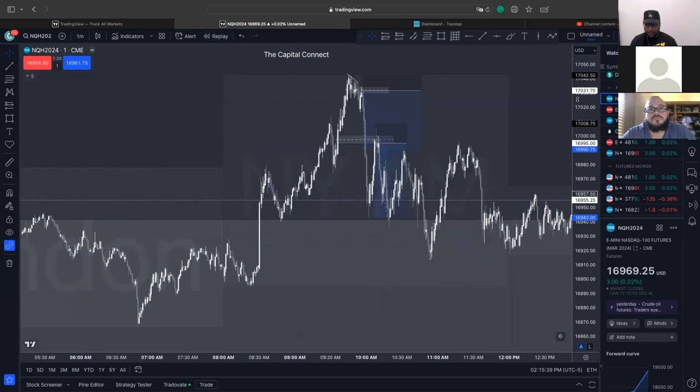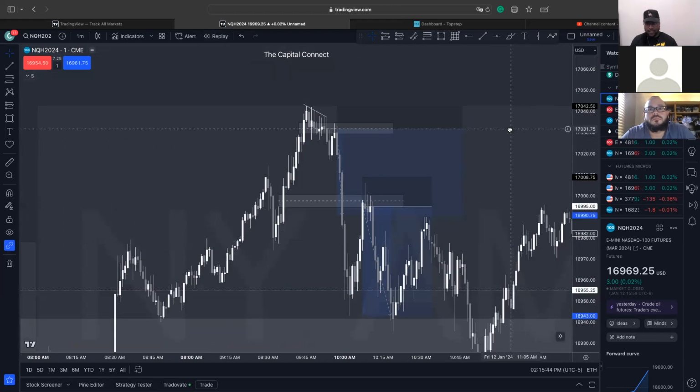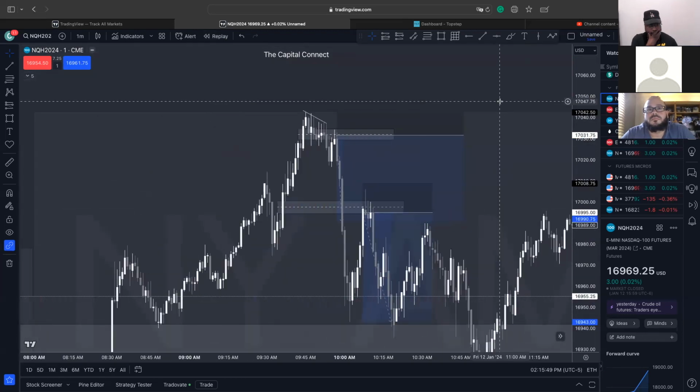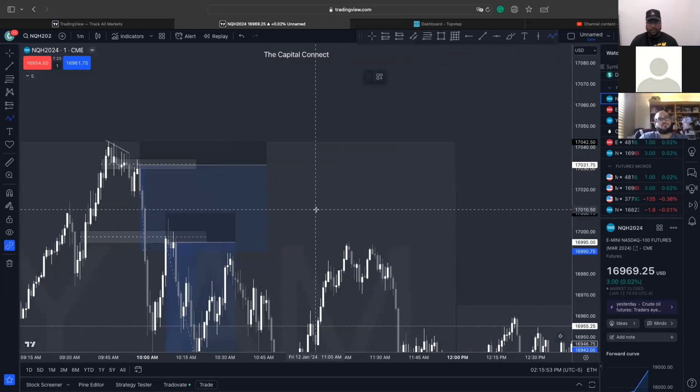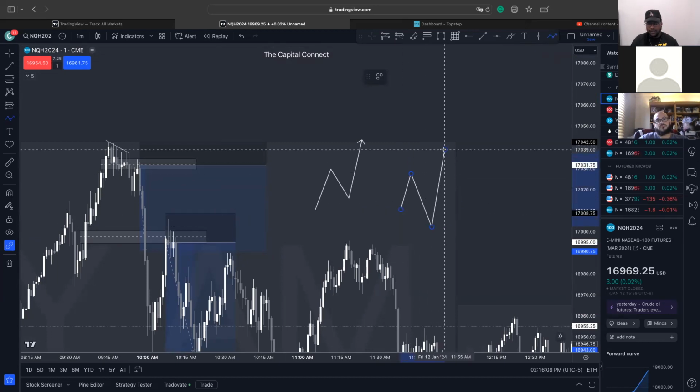So SMT divergence, some people say it stands for smart money techniques. Some people say it stands for smart money trap. Who cares what it stands for? We just need to know how to use it. So SMT divergence is when, and this is a bullish example, you have one correlating pair making a higher low, but you have another correlating pair making a lower low. In this situation, let's just call this NAS and this the S&P.